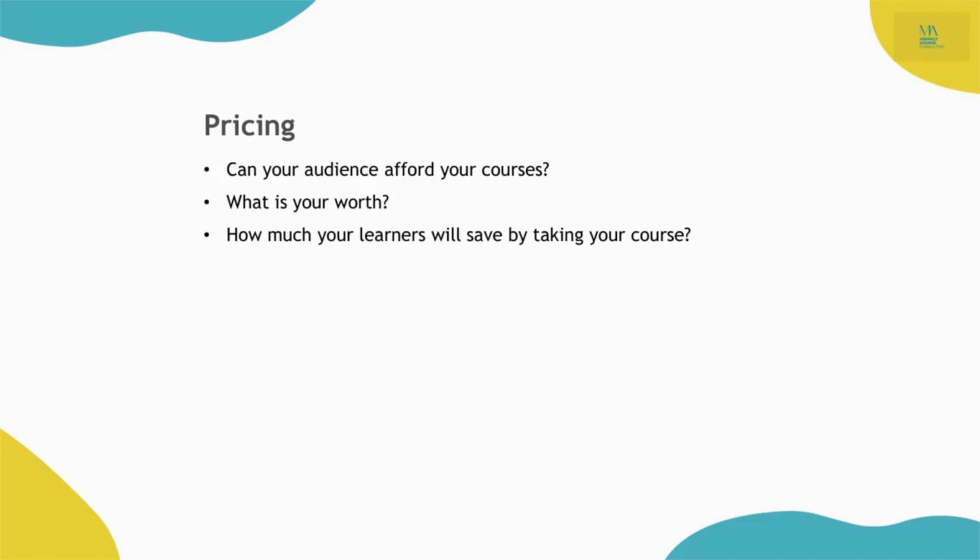So another important thing to consider when pricing your courses is whether your audience can afford your courses. For example, if your course is, let's say, $1,000 and you sell it to someone who runs a business, your chances of selling the course are much higher than if you're trying to sell a $1,000 course to a teenager, right? So when you price your courses, think about your worth.